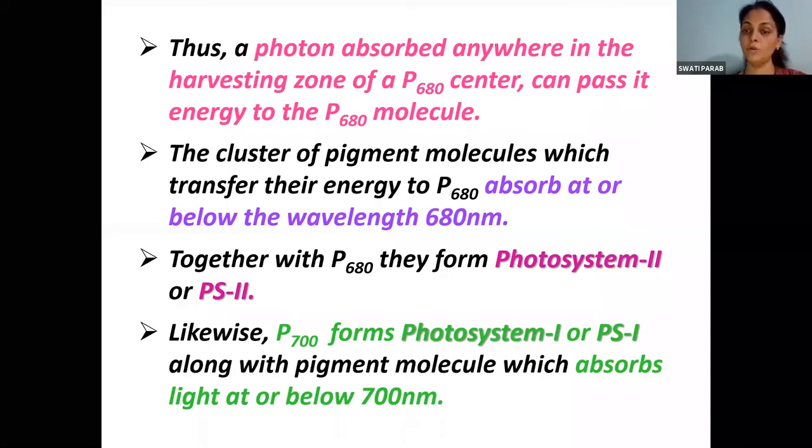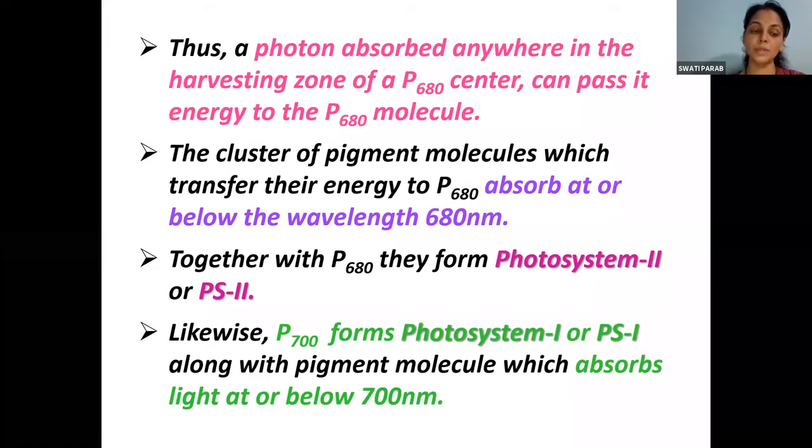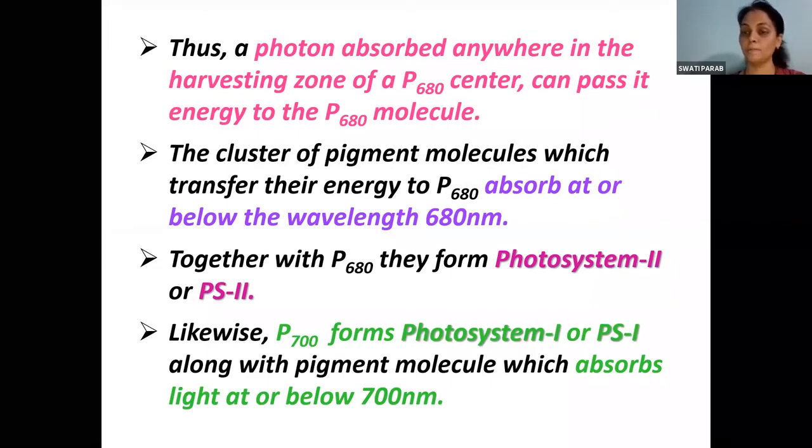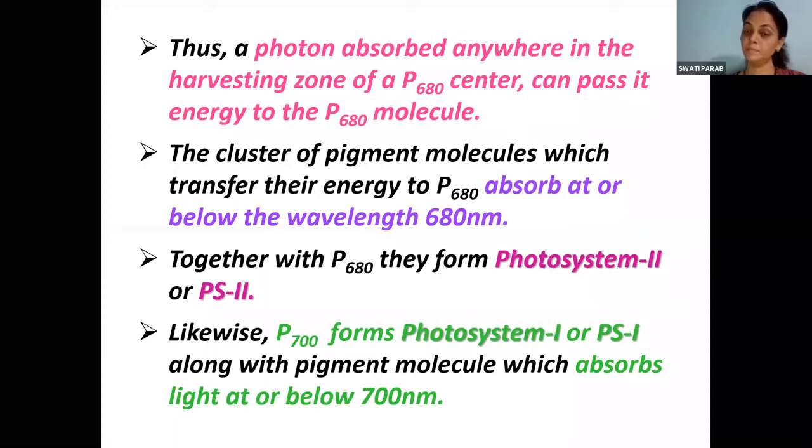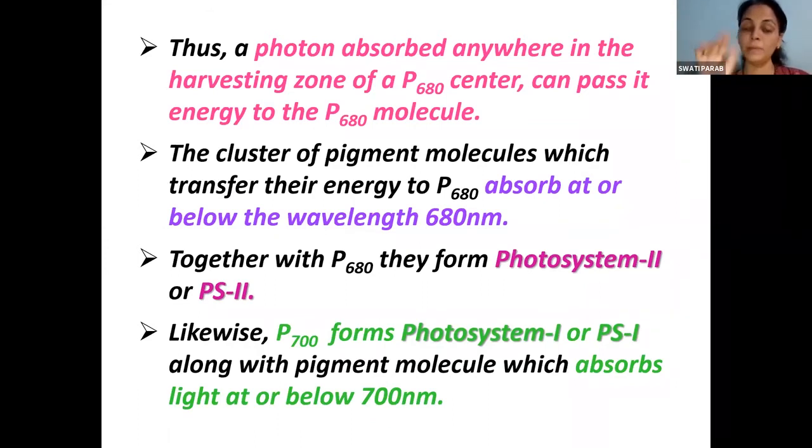PS2 is involved in photolysis of water. PS1 is not involved. So when photolysis is not involved, what is not formed here? Oxygen. Yes. So molecular oxygen is not evolved in PS1.